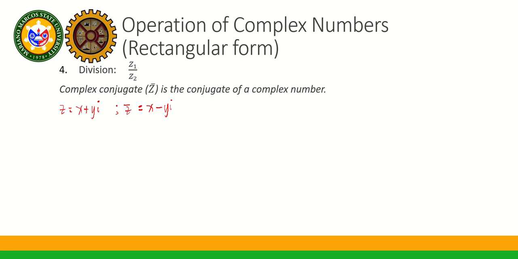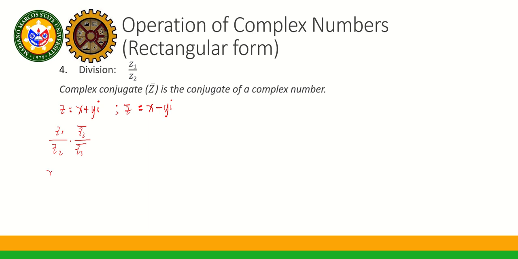Okay? So, in dividing complex numbers, we have z sub 1 over z sub 2. Kailangan lang natin i-multiply yung complex conjugate nung denominator. Okay? So, this will be z sub 2 bar over z sub 2 bar. Okay, so this will be our working solution.